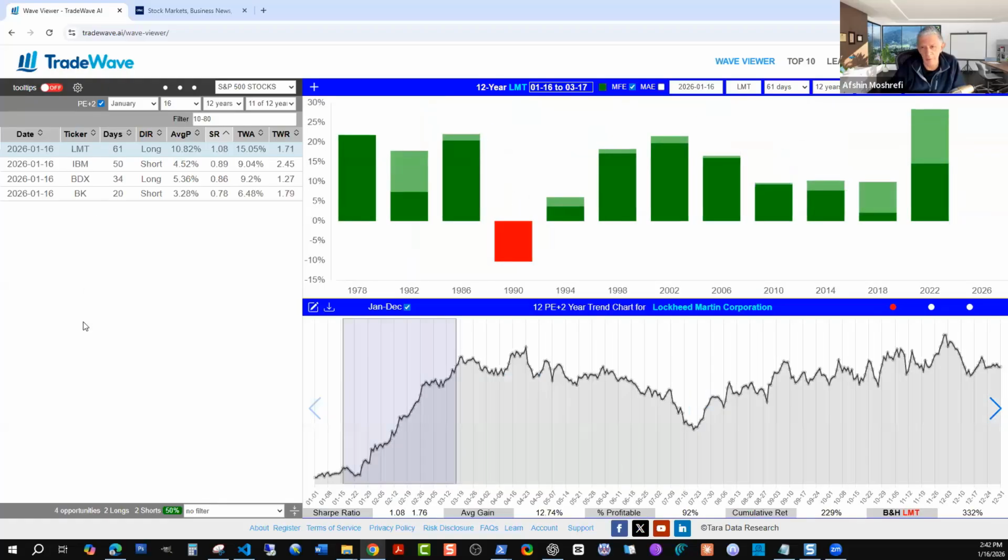Here's Lockheed Martin. They seem to be in a strong up move during midterm election years. And I actually have seen that one in Northrop too. It seems like midterm election years seem to be negative in the summer for technology, consumer discretionaries, and many other sectors, but strong in defense.